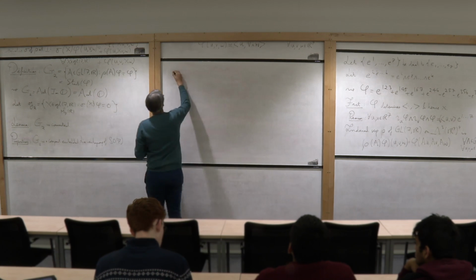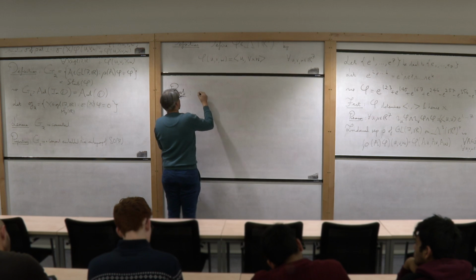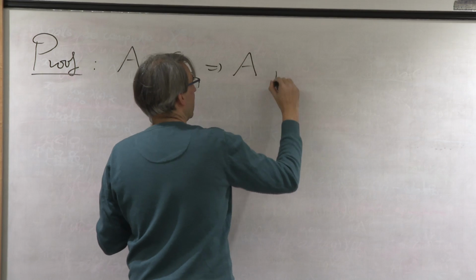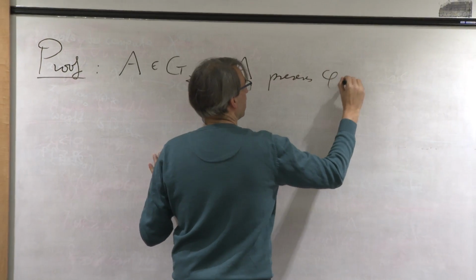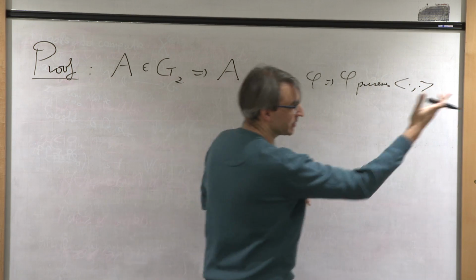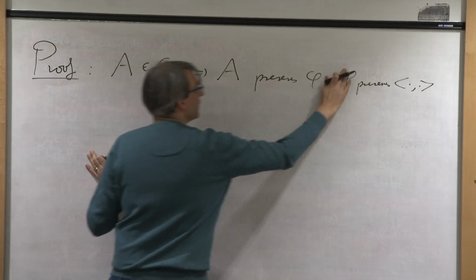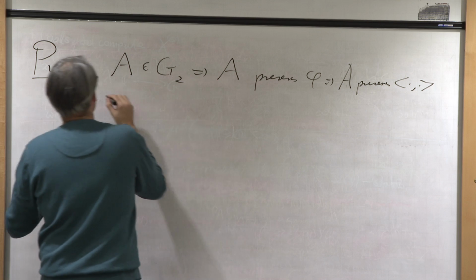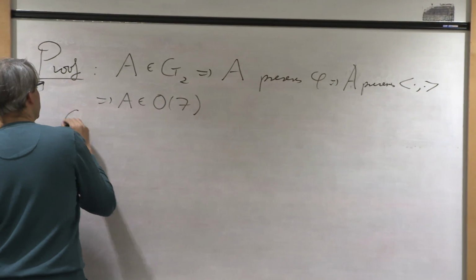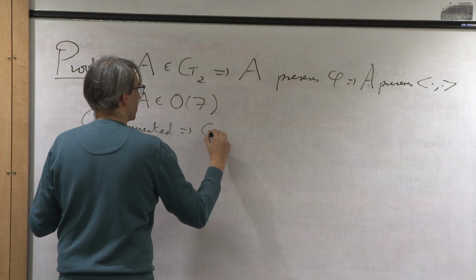Okay, so what's the proof? Well, if A is in G2, then of course A preserves phi, but phi determines the inner product. So in particular, A preserves the inner product. That means that A is in O7. But G2 is connected, which means that G2 is contained in SO7.